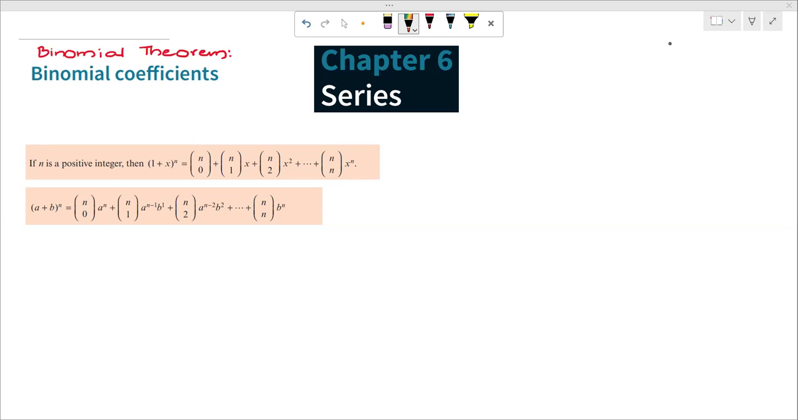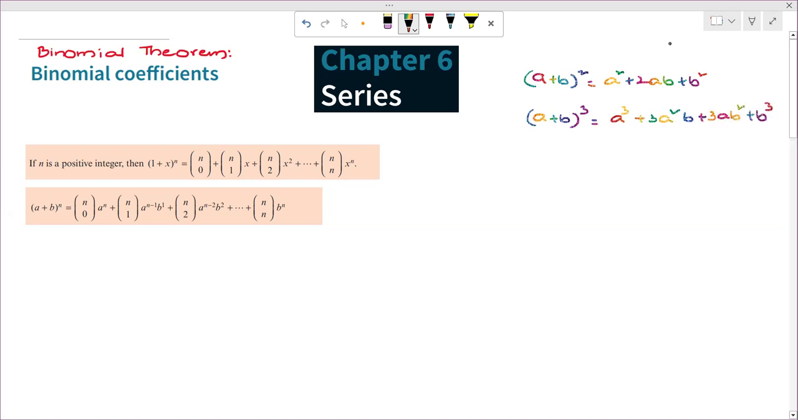First of all, see here, (a + b)² can easily be simplified as a² + 2ab + b². Even (a + b)³ we can simplify as a³ + 3a²b + 3ab² + b³. If it is (a + b) to the power of 10, it will take time. We can simplify, but it will take time to simplify this one.